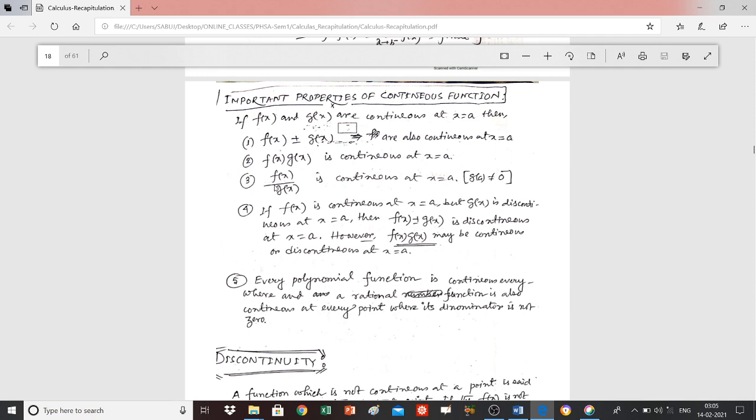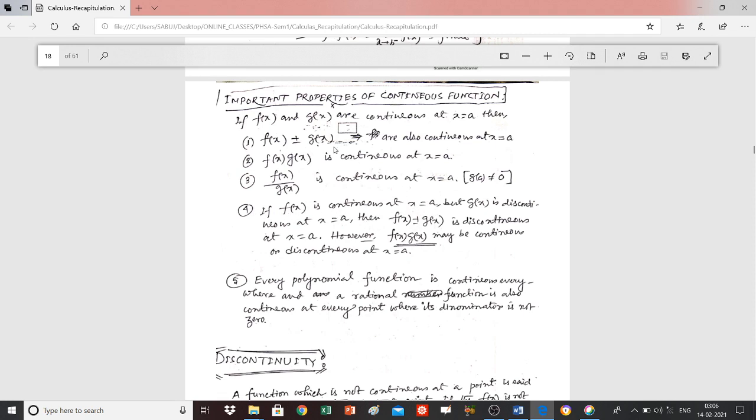And finally, this is another one, f(x) by g(x). This is also continuous at x equal to a, but remember that the condition is that g(a) is not equal to 0.